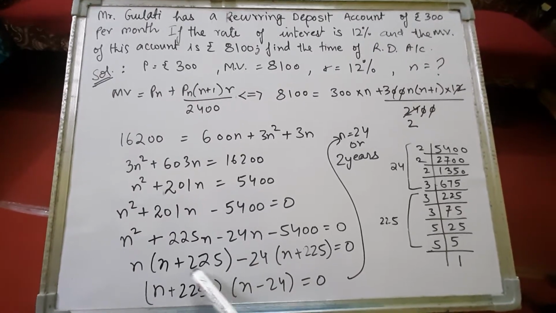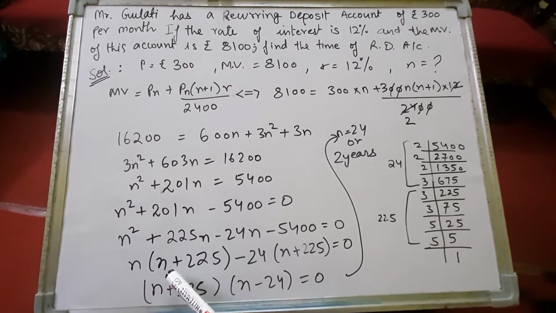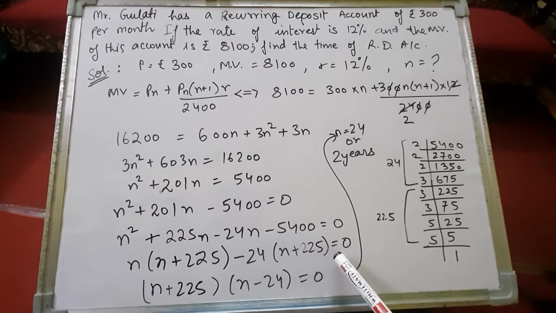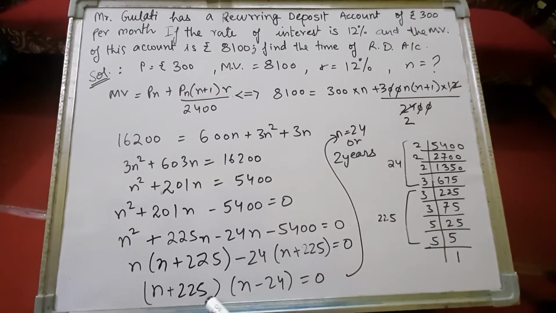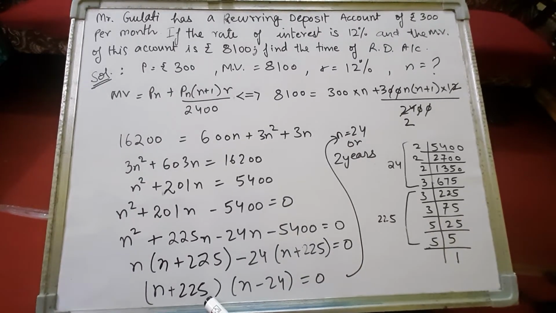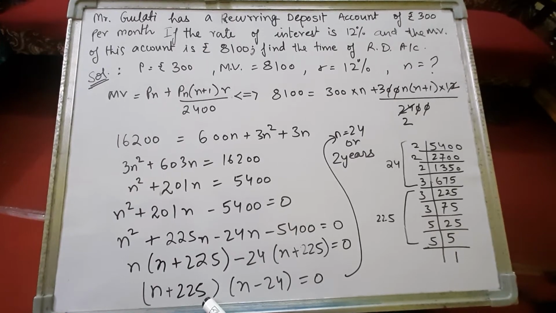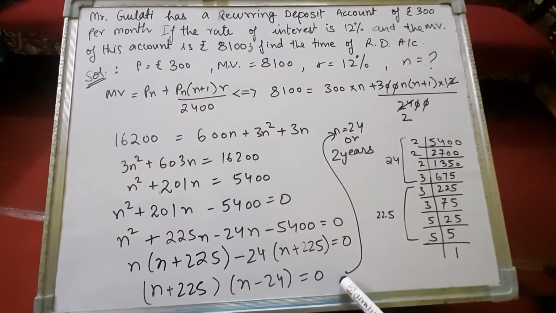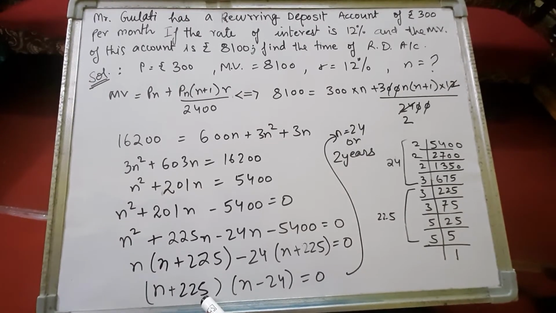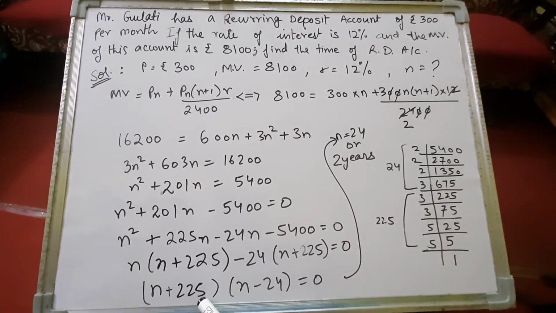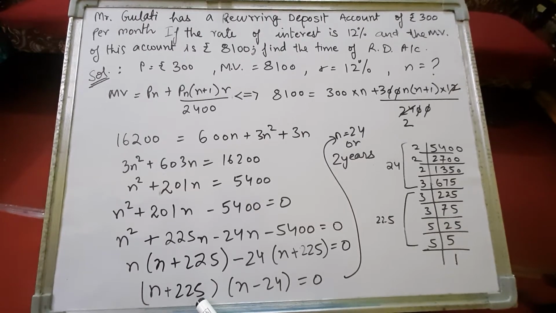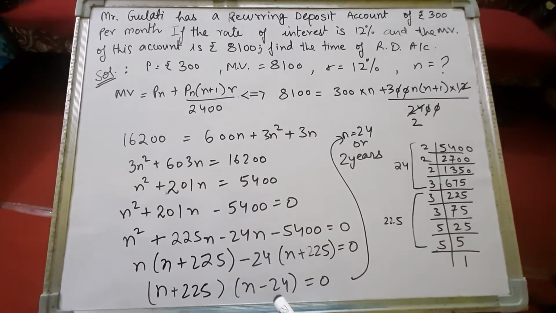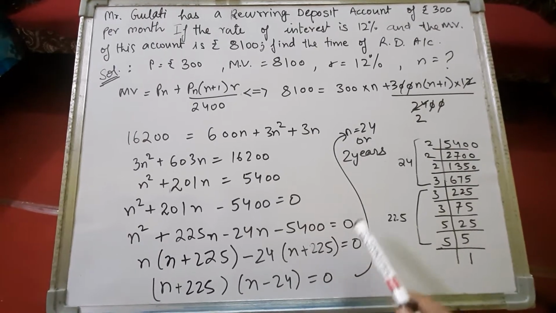Now take n common from the first two terms. We'll get n plus 225. Take minus 24 common from here. We'll get n plus 225. Now finally the brackets of the factorization will be n plus 225 into n minus 24 equals 0. Right. So when this is equated to 0, n equals minus 225. That will not be possible because the value of n cannot be negative. Now when n minus 24 equals 0, n equals 24.